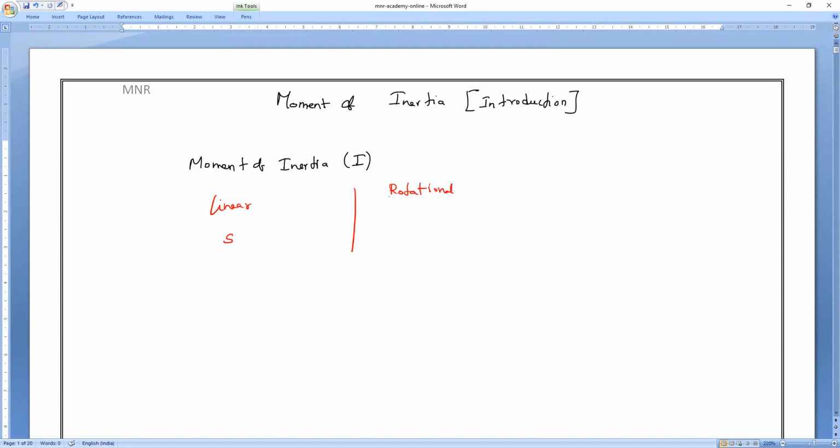Okay, no interest means no problem. Rotational motion, what distance? Linear motion distance is S. Rotational motion distance is what?